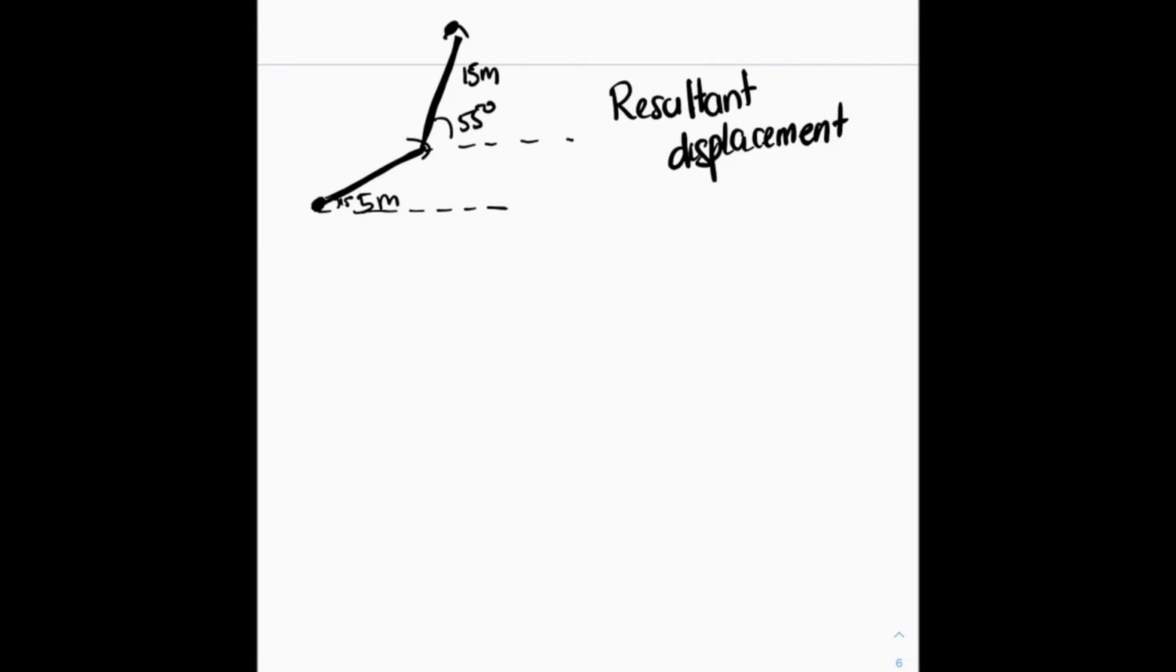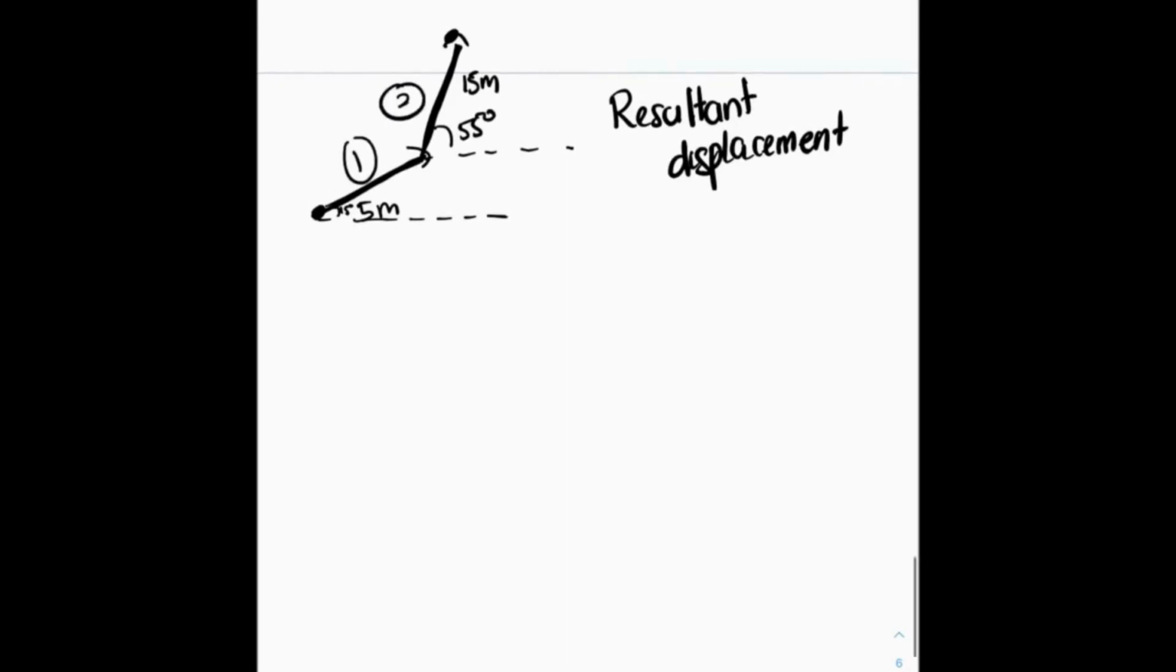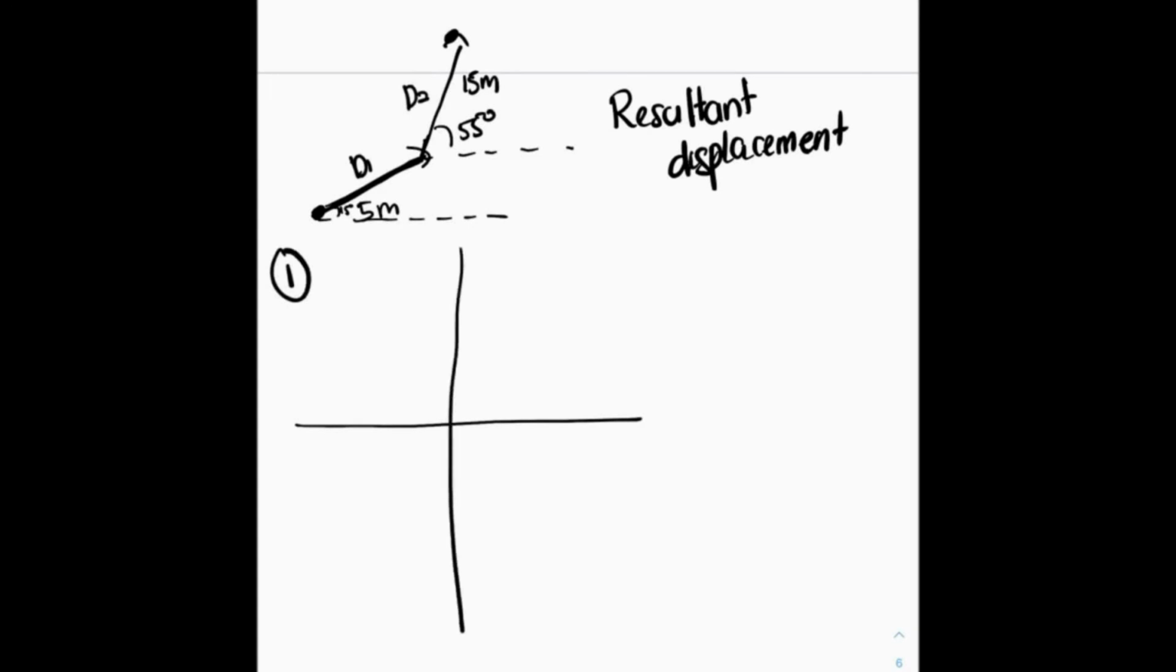displacement. So the first thing first is you will have to transfer these two vector 1 and vector 2 into Cartesian plane. So establish a Cartesian plane. One second, let's label this as displacement 1 and this is displacement 2. So now we are going to start with the first step here, which is to establish a Cartesian plane. Y axis, X axis.